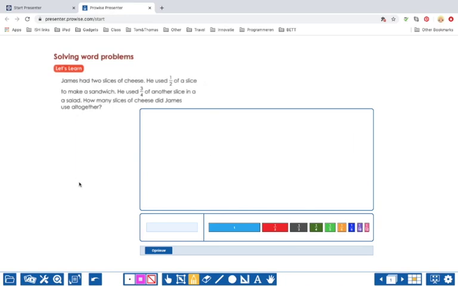In today's lesson, we are going to look at how you can solve word problems where you have to add fractions with a different denominator. So this is an example sum. Let's take a look. James had 2 slices of cheese.